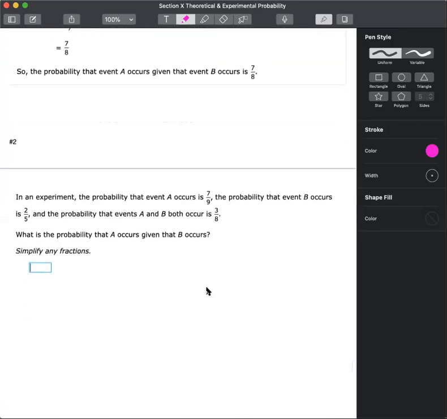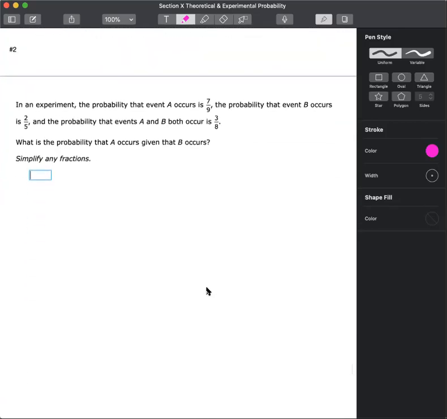All right, so let's look at another one. In the experiment, the probability that event A occurs is 7/9. The probability that event B occurs is 2/5. And the probability that events A and B occur is 3/8. So pause, try this one, see if you can get it.